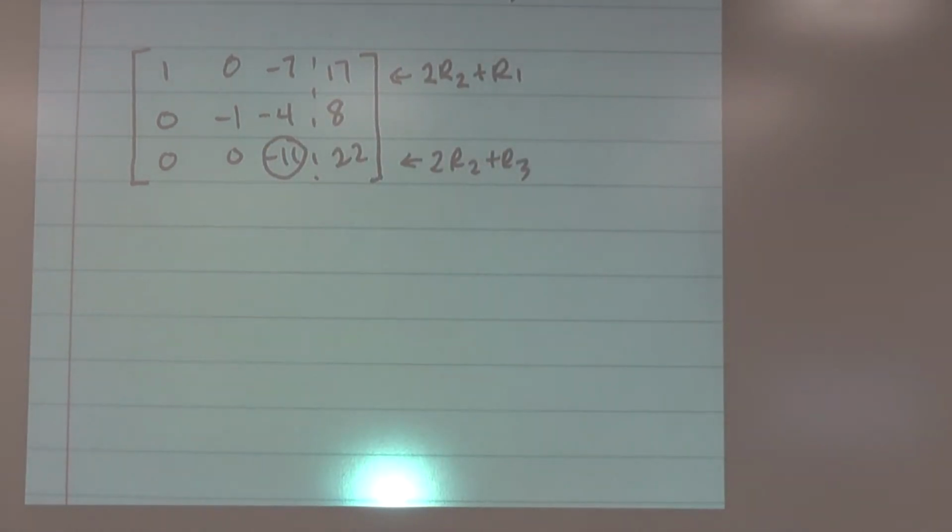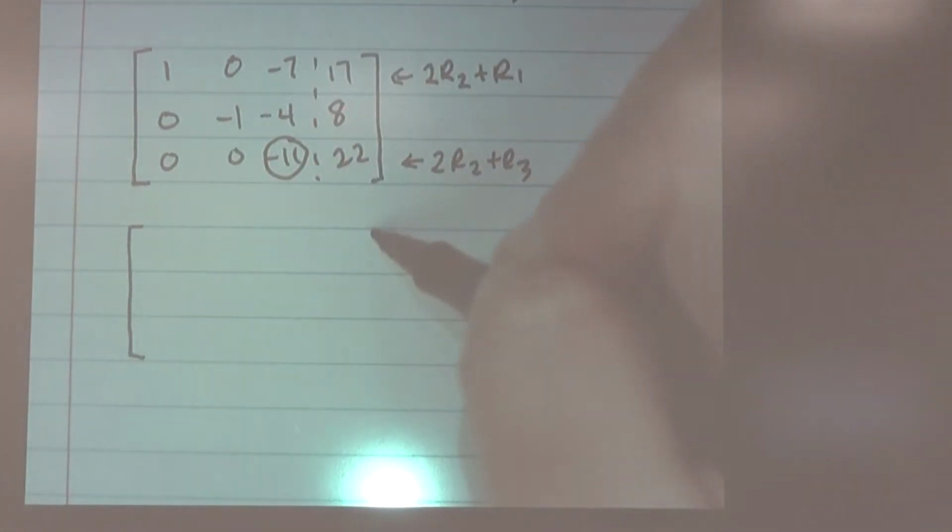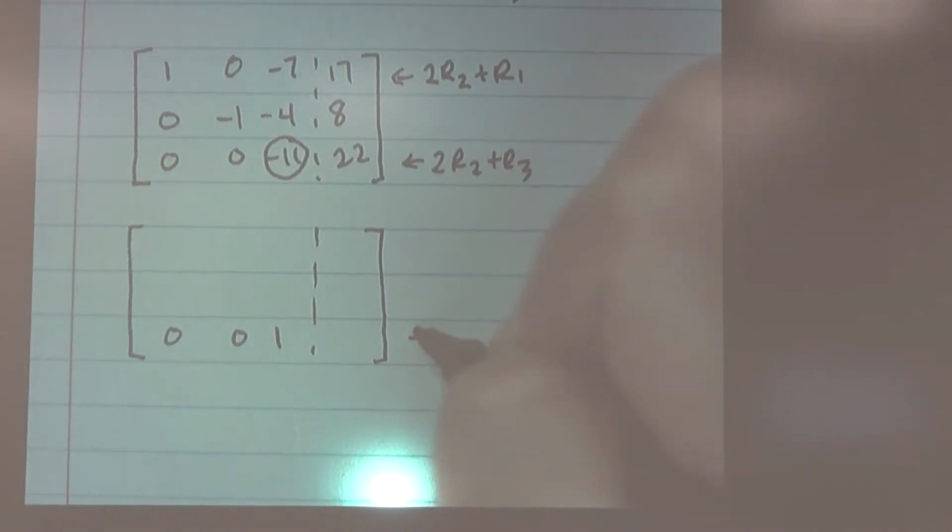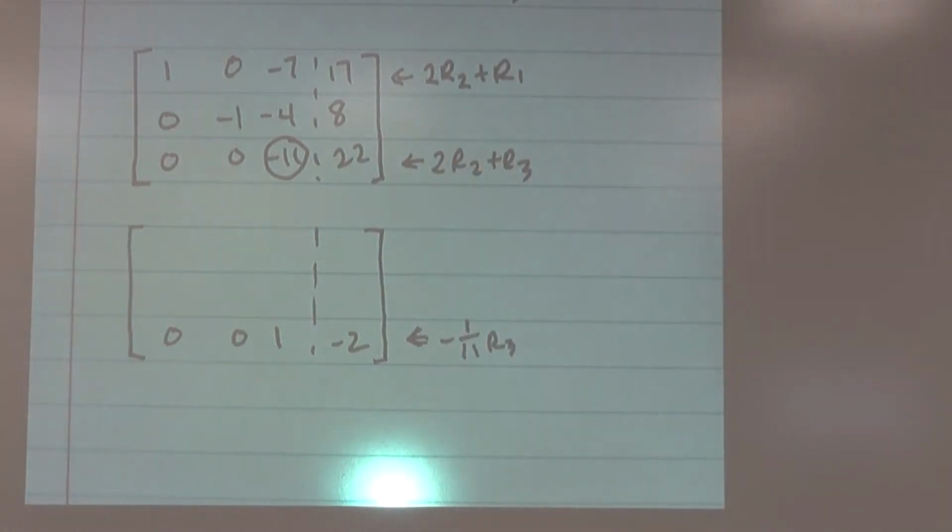Now we want this one to be a 1. Probably should handle that right now, as it's not very close to that. So to fix that, let's multiply row 3 by a non-zero constant. This is row operation number 2. Multiply it by -1/11th. And we would get -2 here.